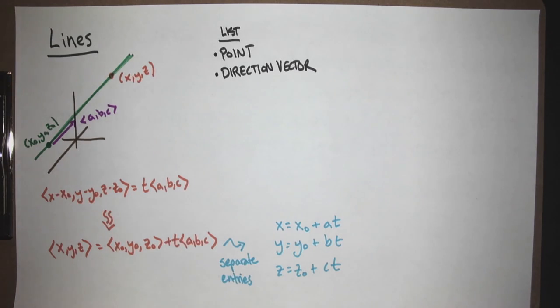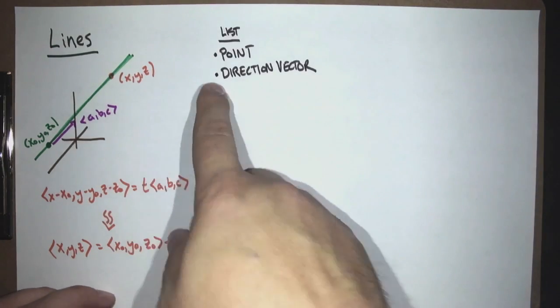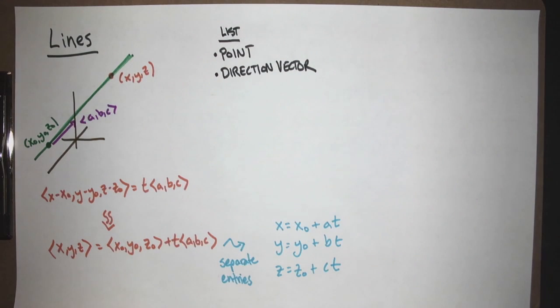So if I'm making a line, I have a list, and it's a very short list. I need 2 pieces of information. I need a point, and I need a direction vector. And that direction vector is pointing along the direction of that line. As long as I have those 2 pieces of information, I can find the line. Now, why do we need both? Well, I need the point to nail down that line in space, and I need the direction vector to say, where do I move?